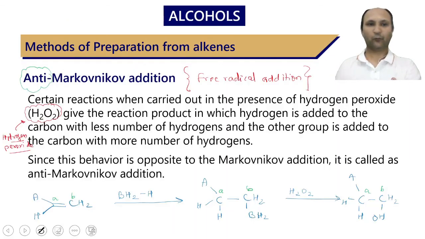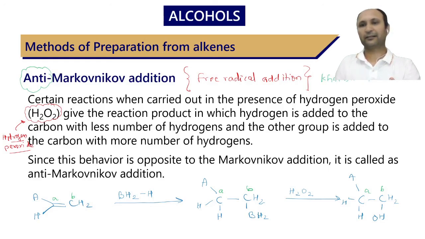The next slide that we had seen was of anti-Markovnikov addition, which is a kind of free radical addition, and just as the name suggests, anti-Markovnikov addition gives us a product in which the hydrogen gets attached to the carbon which has a lower number of hydrogens, and the other group will go to the carbon with a higher number of hydrogens, and this effect is also known as the Kharash effect, in the name of the scientist who discovered it.